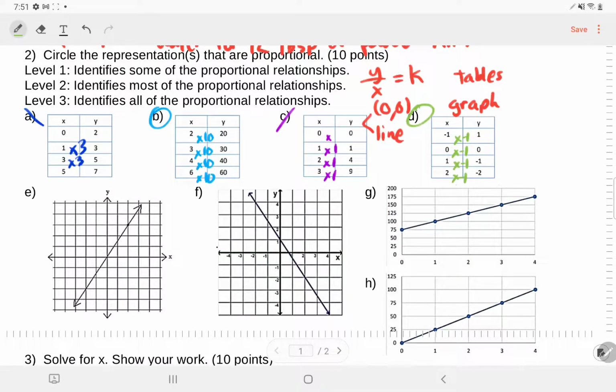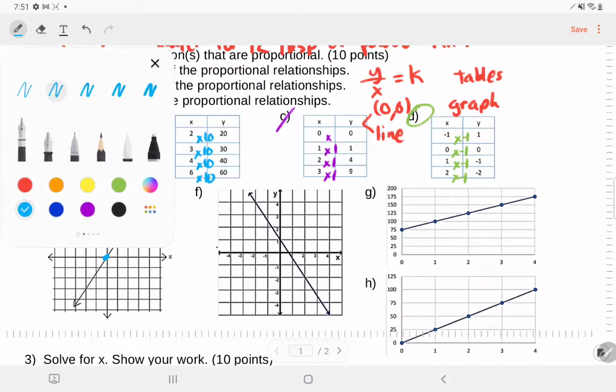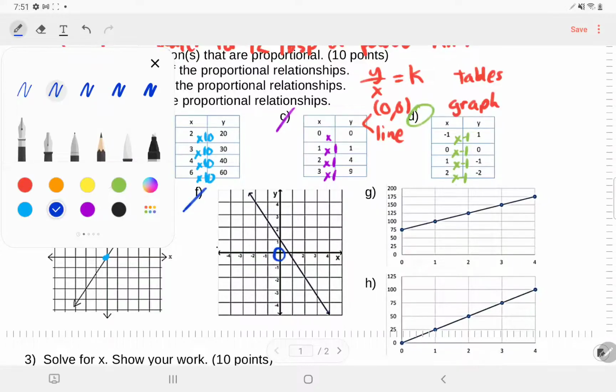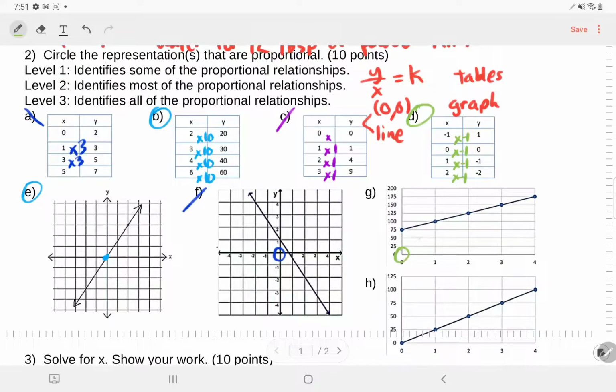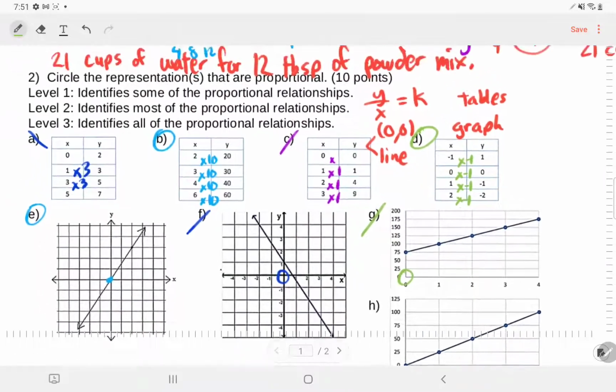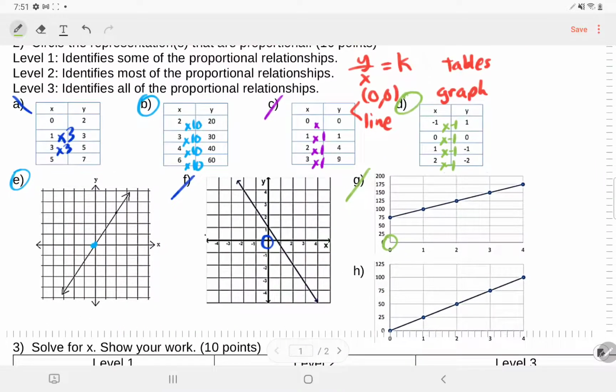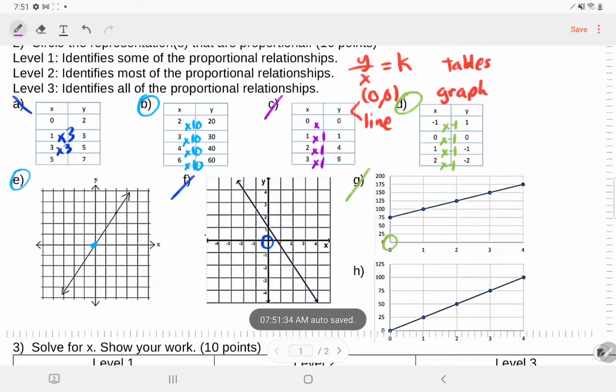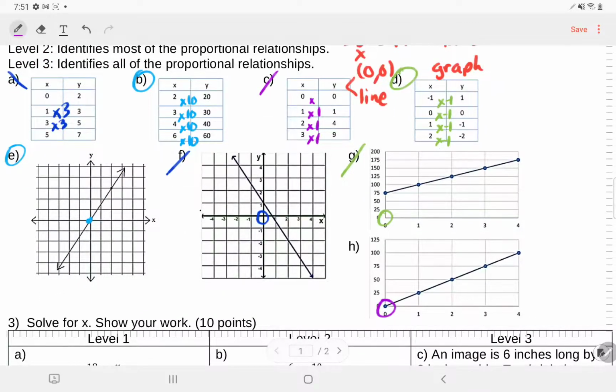Okay, now let's look at E, F, and G. Let's see if they go through the origin and form a line. We can see that the first goes to the origin and it is a line. This is proportional. For the second one, we can see that it's a line, but it does not go through the origin, so not proportional. For our next one, it does not go through the origin. It is a line, but it's not proportional. Sorry, there's one more. For the very last one, we can see that it goes to the origin and it forms a line, so it is proportional.